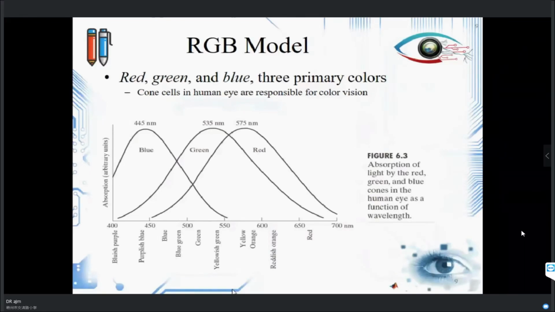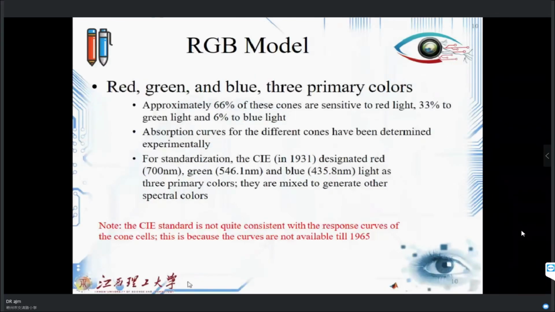Maybe we can call these the basic concept of the RGB model. But this RGB model is nothing but the three primary colors that we can see. Approximately 66 percent of these cones are sensitive to red, 33 percent to green, and 6 percent to blue, as I told you before. An absorption curve for the different cones has been determined experimentally.